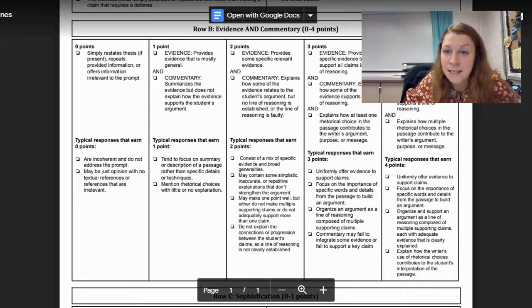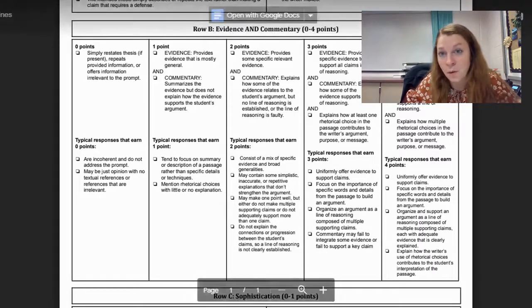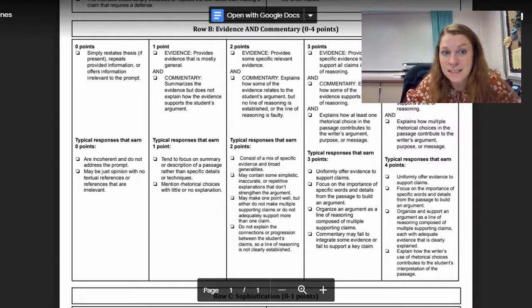Your first timed writing that we're going to practice, I do not expect anyone to be in the 3 to 4 point range. I'm expecting a lot on this end, which is okay because this is why we are practicing it.